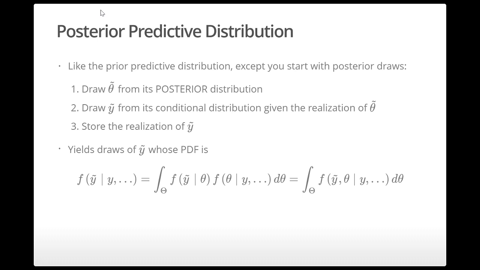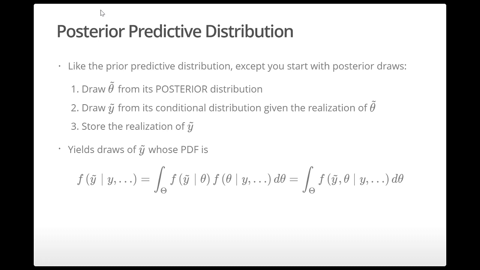So once you have the posterior distribution, whether that's draws or whether it's exact, if it is exact, you can always draw from it, and that allows you to obtain draws from the so-called posterior predictive distribution, which is just like the prior predictive distribution, except you're starting with posterior draws. So the three steps are: you draw the parameters from their posterior distribution. This will usually happen all at once.